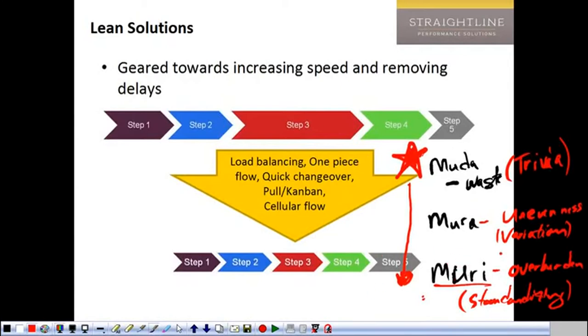So hopefully I've given you a good impetus for why this comes last. And by the way, it's also the 4th and 5th S, and there's a good reason for that too. You don't standardize first, you standardize near the end of an improvement. Okay, anyway, that's just kind of philosophical.